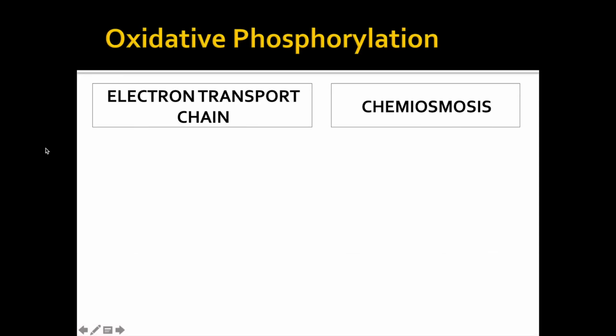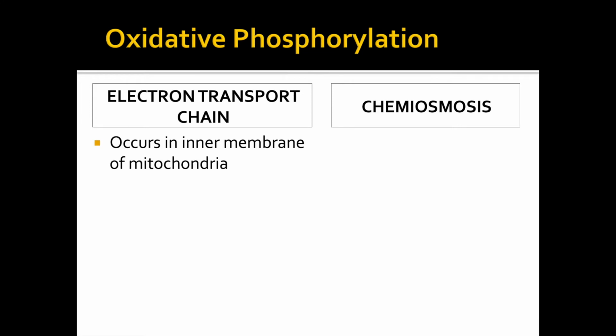The process of oxidative phosphorylation is where we finally get to see where all those electrons are taken to by the electron carriers NAD and FAD. Oxidative phosphorylation is broken up into two components, the electron transport chain and chemiosmosis. The oxidative part of this term refers to the electron transport chain where oxygen is required, and phosphorylation describes the role of chemiosmosis. The electron transport chain occurs in the inner membrane of the mitochondria.